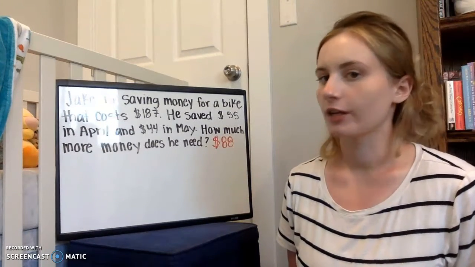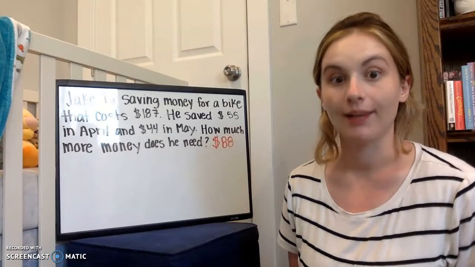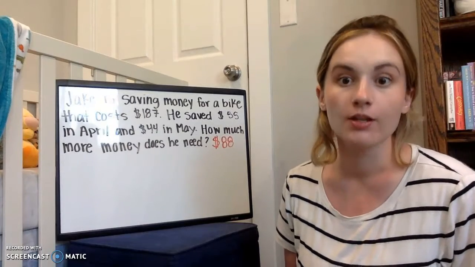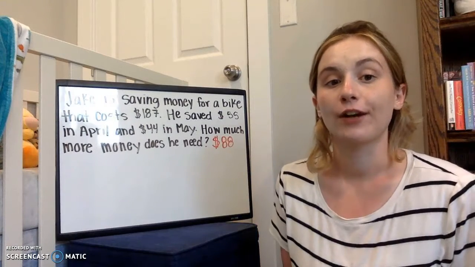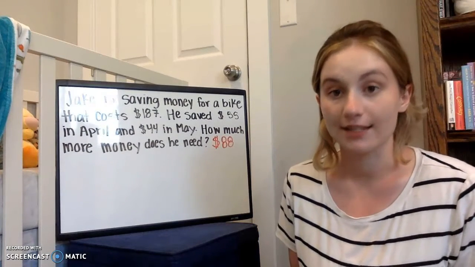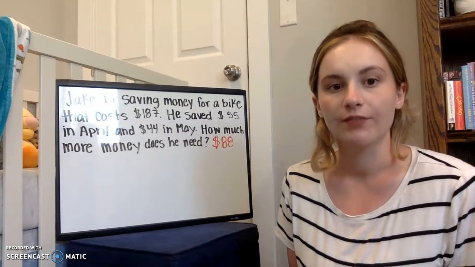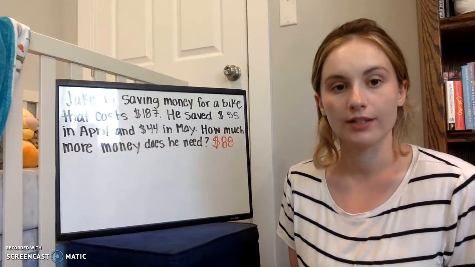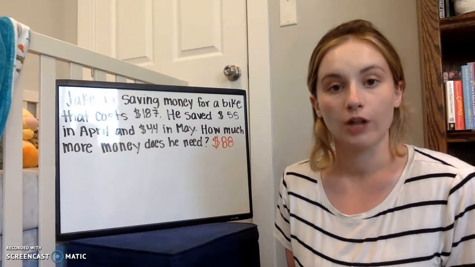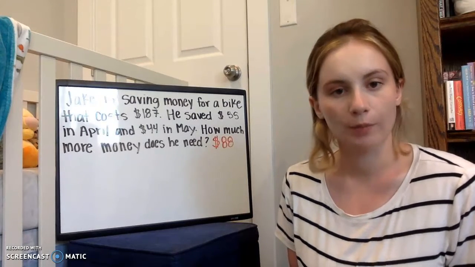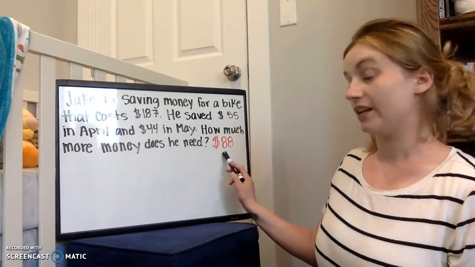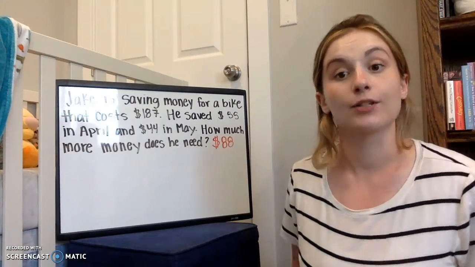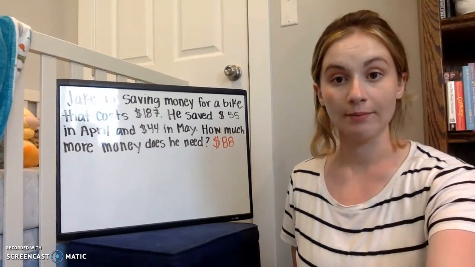Remember how we did these when we were learning about rounding? Well, they're coming back and they're now with two-step word problems. So let's tackle this one. Here we go. Jake is saving money for a bike that costs $187. He saved $55 in April and $44 in May. How much more money does he need? Now, they're saying he needs 88. Let's see if that's a reasonable answer, okay?